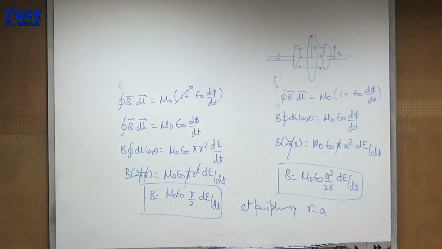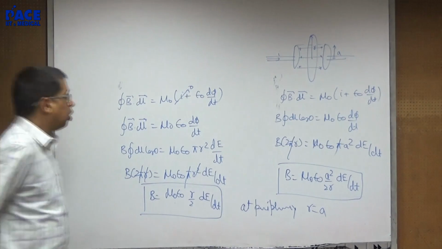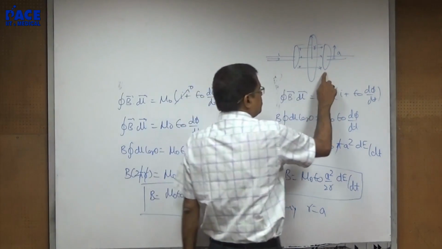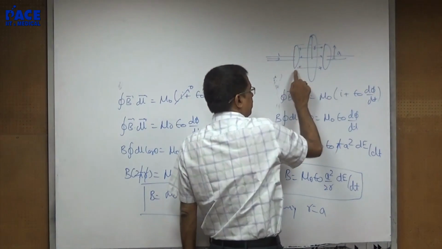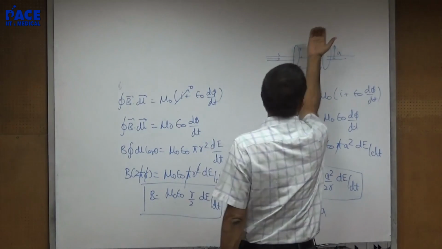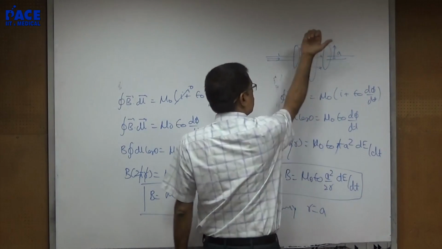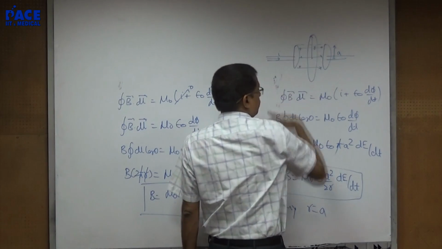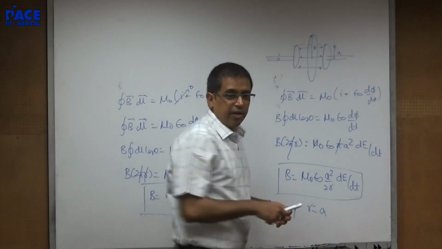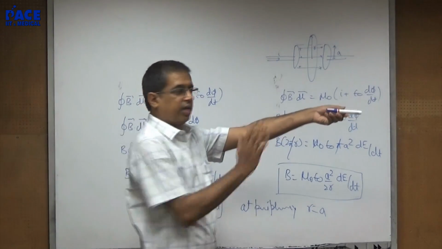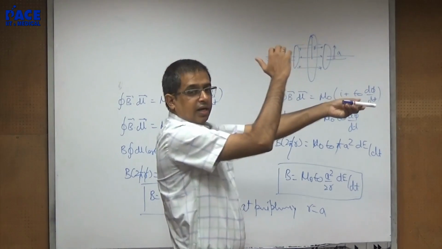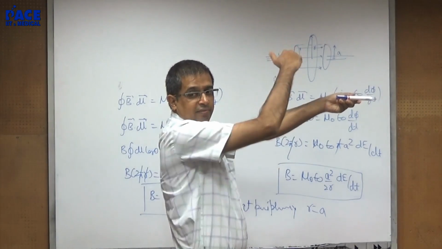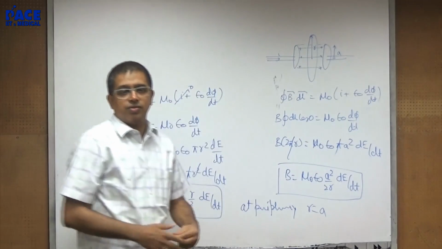May you please repeat the directions? Lenz's law. If the electric field is increasing, here the magnetic field will be anti-clockwise. If the electric field is decreasing, the magnetic field will be clockwise from this side. It opposes the cause. If the electric field here is increasing, the magnetic field will be anti-clockwise.